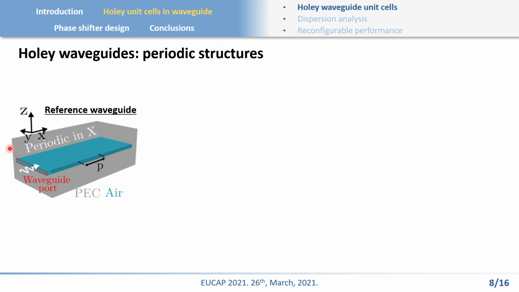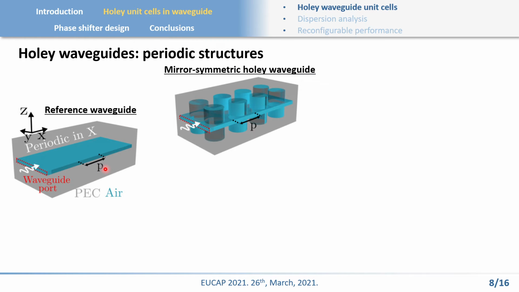The complete waveguide can be viewed as a concatenation of waveguides of length p. If we load the top and bottom parts of the waveguide with symmetric holes, as is shown in this figure, we obtain a mirror symmetric Holey waveguide, and it is mirrored because the top and bottom holes are symmetric regarding the xy plane. In this case, the unit cell is composed by a waveguide loaded with 2 holes at the top and 2 holes at the bottom.